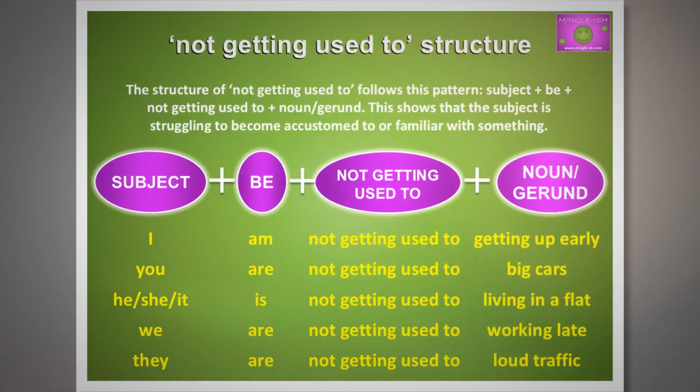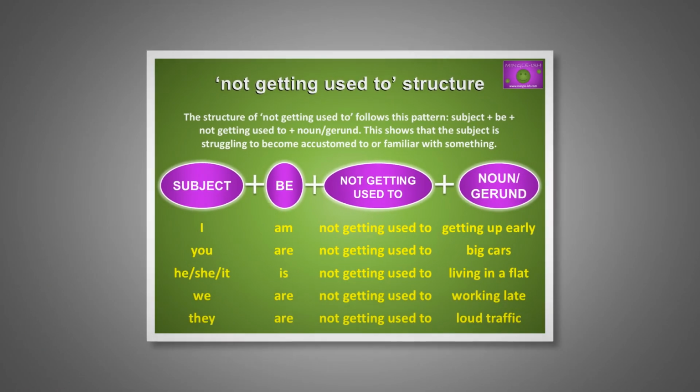And finally, we use the structure subject plus be plus not getting used to plus a noun or gerund to show that the subject is struggling to become accustomed to or familiar with something. For example, they are not getting used to loud traffic.